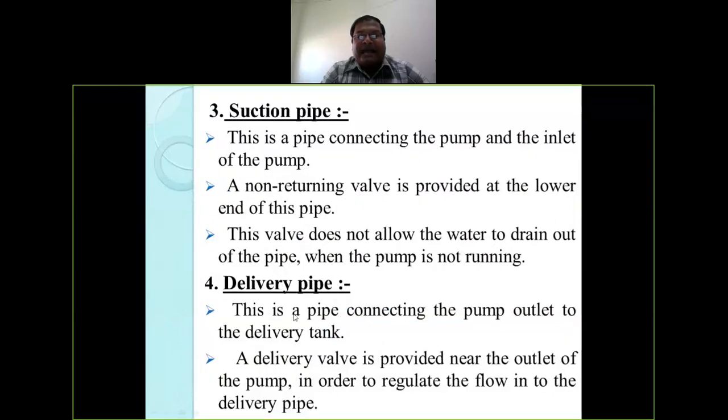Then delivery pipe. This is a pipe connecting the pump outlet to the delivery tank that I have already shown you. A delivery valve is provided near the outlet of the pump in order to regulate the flow into the delivery pipe. As I already showed you in that figure, the delivery valve is provided near the outlet of the pump, and the function of the delivery valve is very simple, just to regulate the flow into the delivery pipe. And that delivery pipe is connecting at which place? At the pump outlet, the outlet of the pump to the delivery tank. Then the delivery valve, we already discussed. The delivery valve is provided near the outlet of the pump to regulate the flow into the delivery pipe.